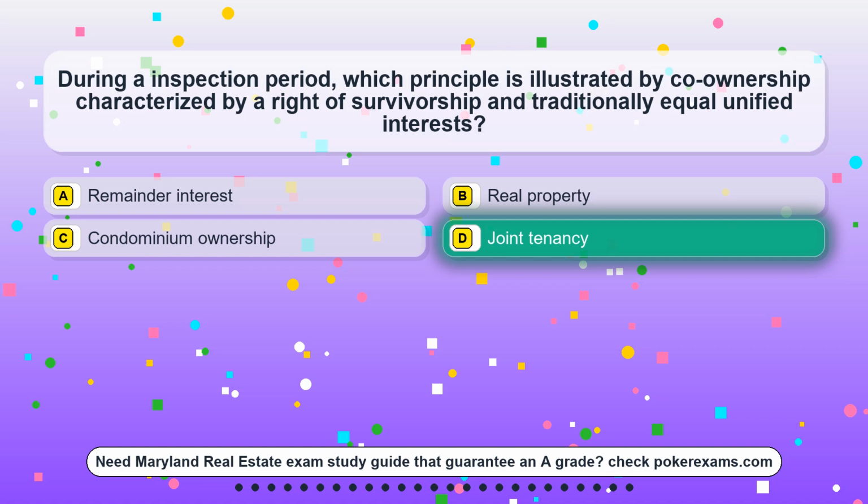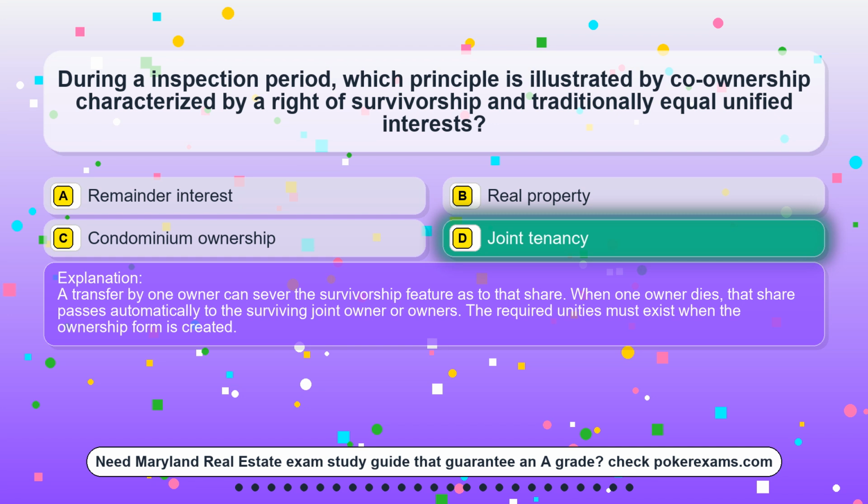The correct answer is option D, joint tenancy. A transfer by one owner can sever the survivorship feature as to that share. When one owner dies, that share passes automatically to the surviving joint owner or owners. The required unities must exist when the ownership form is created.